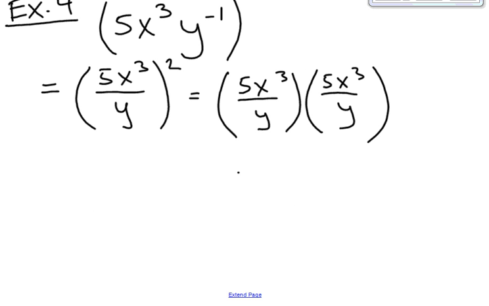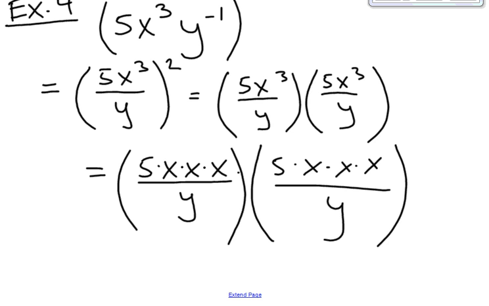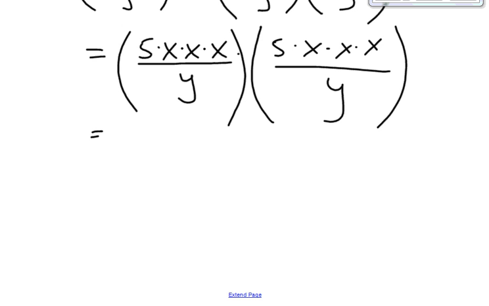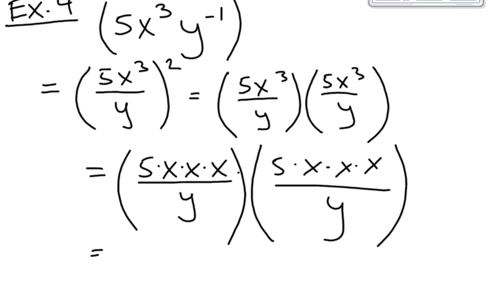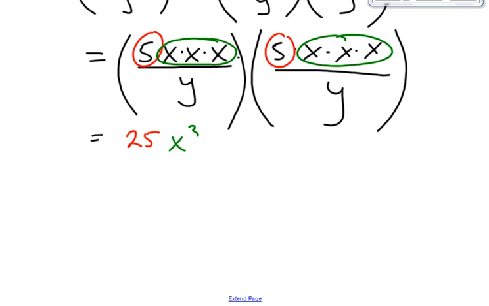Now I'm going to expand these out. So 5x cubed is 5 times x times x times x over y times another 5 times x times x times x over y. Okay, let's combine. So in the numerator, I have 2 5's. So those 2 5's are going to multiply together to give me a 25 in the numerator. And the x's, you see all my x's are in the numerator. There are none in the denominator, so you actually can't cancel anything out. So if you count, I've got 1, 2, 3, 4, 5, 6 x's in the numerator, making that x cubed.